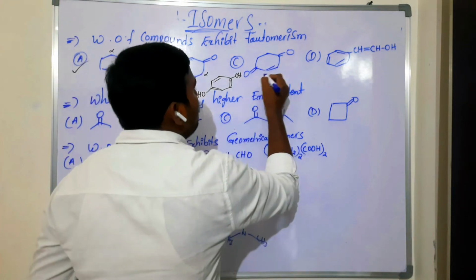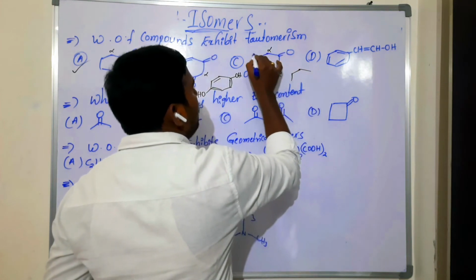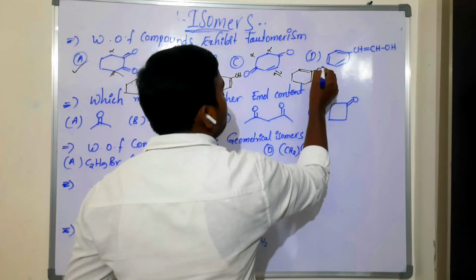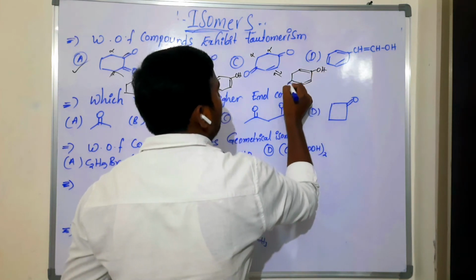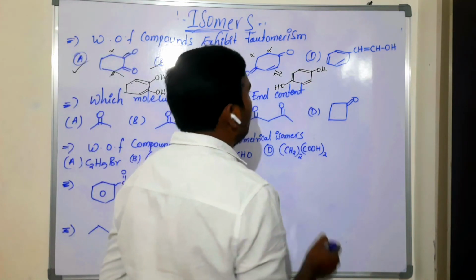Now in this case also, what happens after tautomerization? We are going to get alpha hydrogens here also. Now what happens? We are going to get OH, and the double bond is already here. Here OH, here double bond. It is also getting aromaticity.